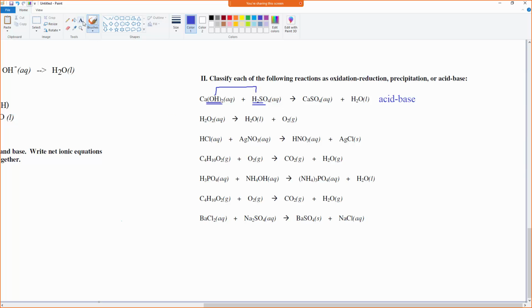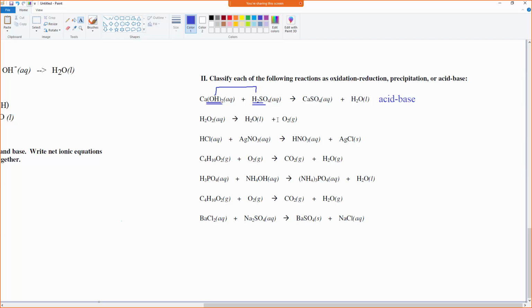Oxidation reduction, Sarah says. What do you guys think? I mean, you have liquid water, so would you call it acid base because you make liquid water? Sarah says no, we don't have an H and an OH, right? So it's definitely not acid base.